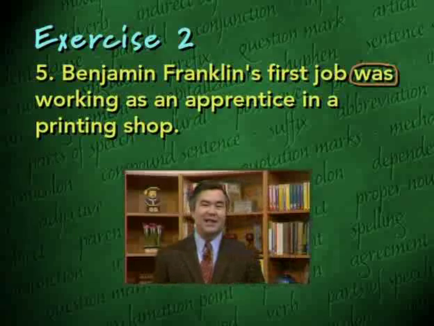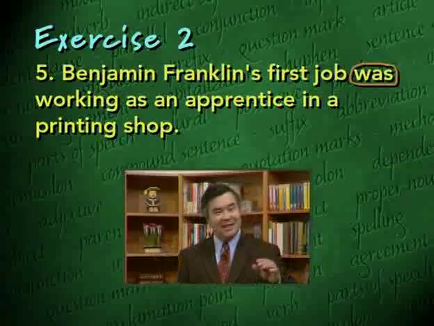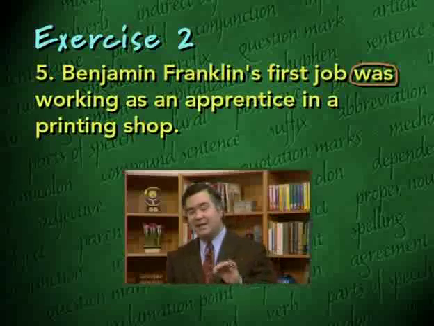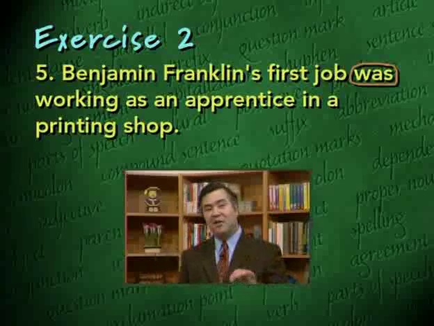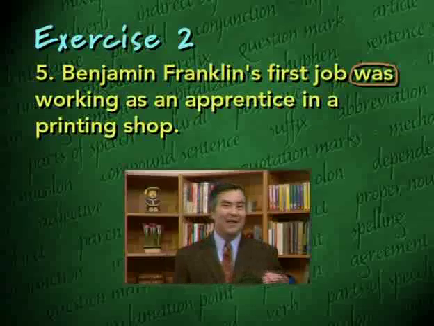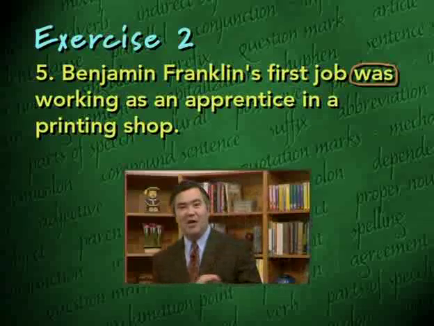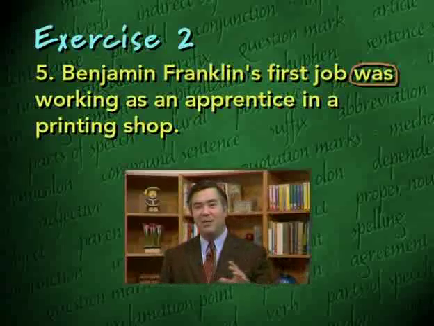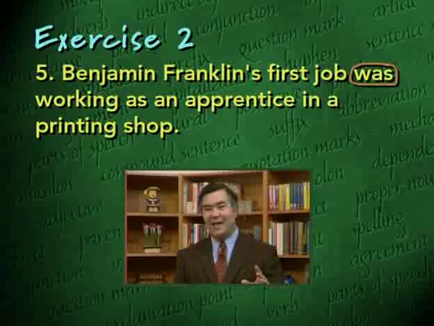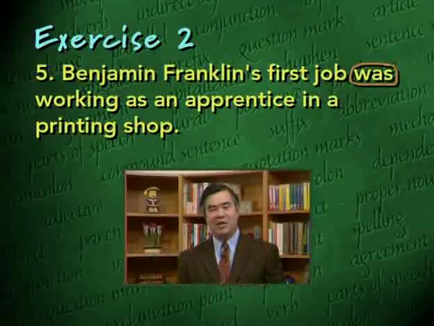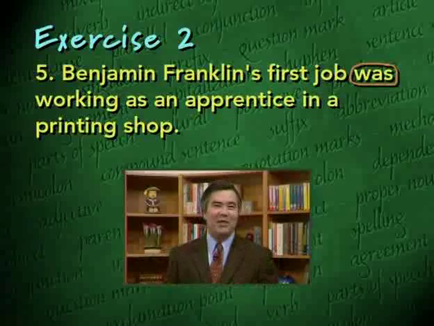It's the second example in this exercise of a sentence that doesn't have a direct object. The verb was has as its subject job, and what follows tells us what the job was. It was working as an apprentice in a printing shop. So was is being used as a linking verb, and what comes before and after the linking verb, those two things are being equated. We are being told that they are one and the same. This is different from having a direct object which receives the action of the verb. So for this sentence, there is no direct object.